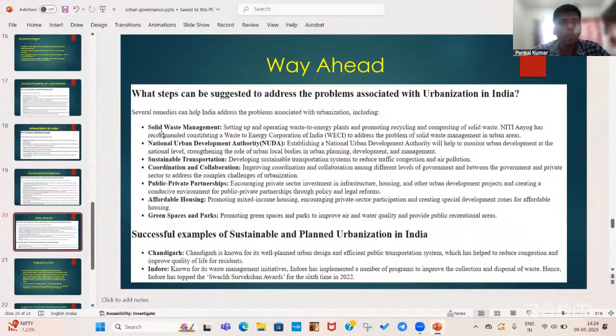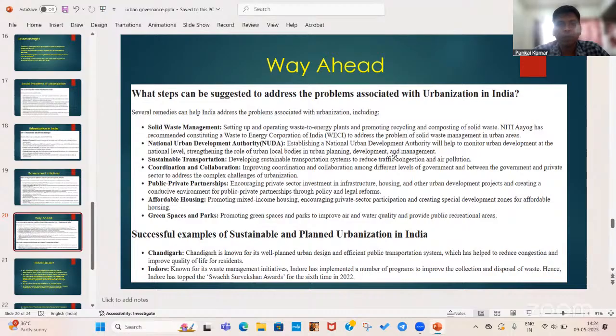Number one, solid waste management. So, why do we require it? Generation of waste is much more in urban areas, and setting up and operating waste-to-energy plants and promoting recycling and composting of solid waste is very, very important, which has also been recognized by Niti Aayog.